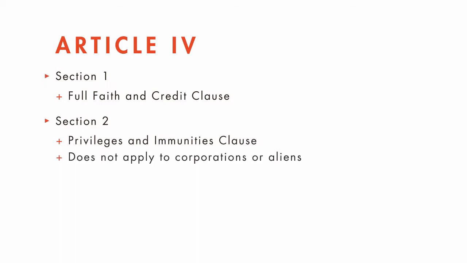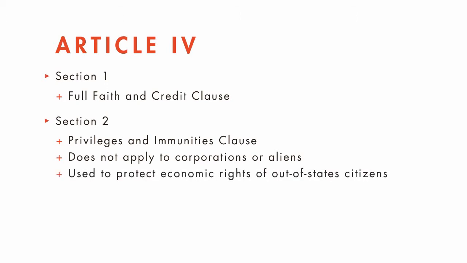In order to show a denial of privileges and immunities, an individual must show that a right fundamental to national unity, such as the right to practice his or her profession, has been denied. Courts have generally used the Privileges and Immunities Clause to vindicate economic rights of out-of-state residents.